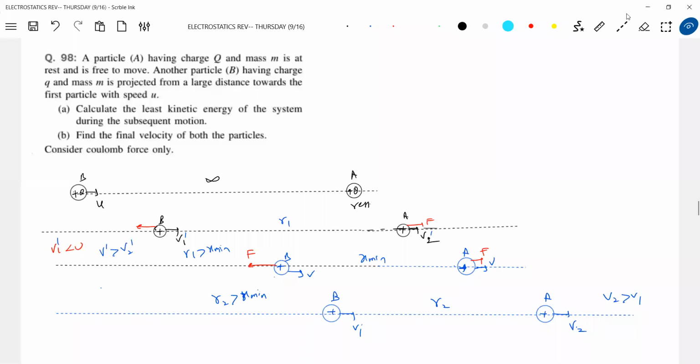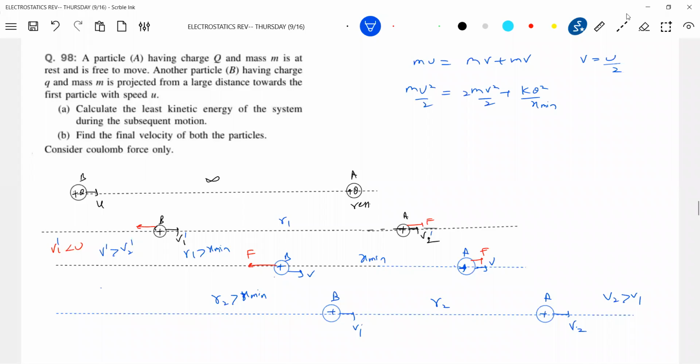So now we projected with a kinetic energy, then a minimum separation is there. So can we find that x minimum? Shall we use kinematics or any other approach? Better to go for conservation of linear momentum and conservation of mechanical energy. Conservation of linear momentum, mu should be equal to 2mv, so v I'll get as u by 2. Substitute that here, you'll get x minimum.